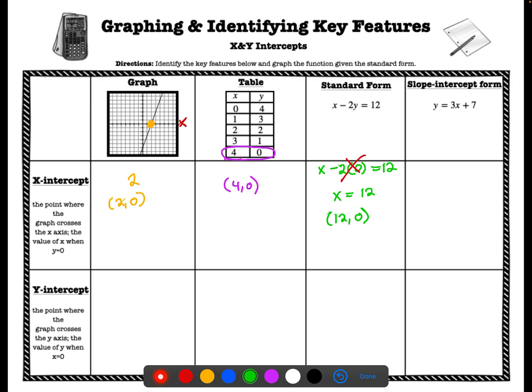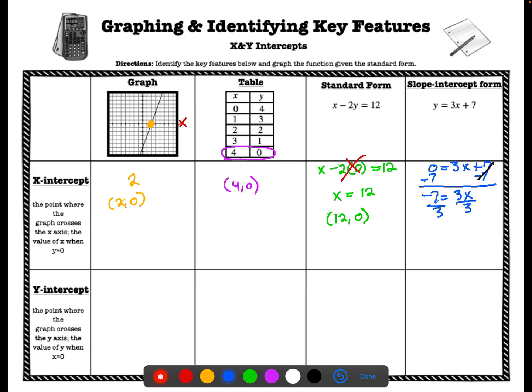For the slope-intercept form, we're going to do the same thing. We're going to plug in 0 for y and solve for x. So this becomes 0 equals 3x plus 7. From here, we're going to solve for x using the inverse order of operations. So subtract 7 from each side, and this becomes negative 7 equals 3x.